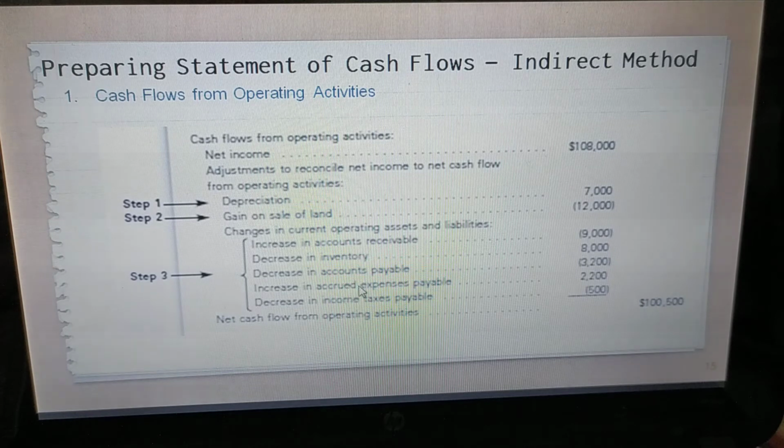And then we go on to the current liabilities. Decrease in accounts payable: a decrease in current liabilities is negative, remember. If the accrued expense payable is increased, an increase means positive in current liabilities. And then the decrease in income taxes payable is negative. Then you sum from the top to the bottom, and we get the net cash flow from operating activities of $100,500. So that is the cash flow from operating activities.